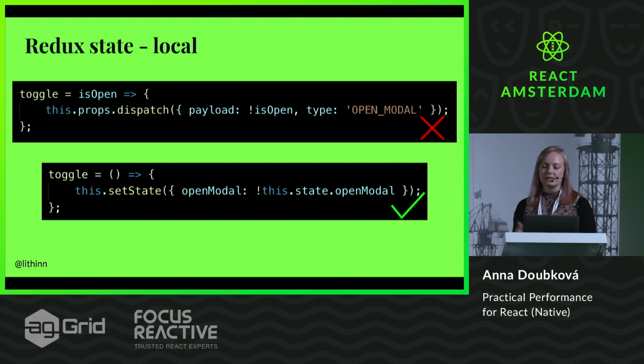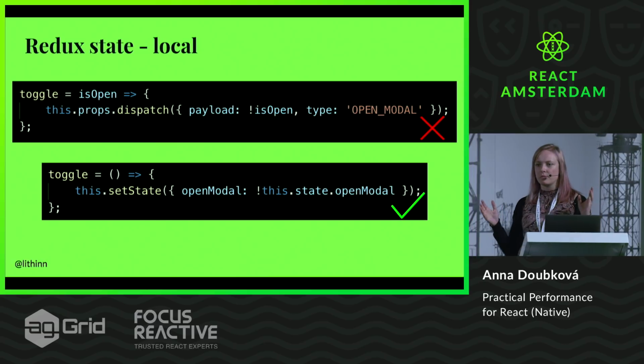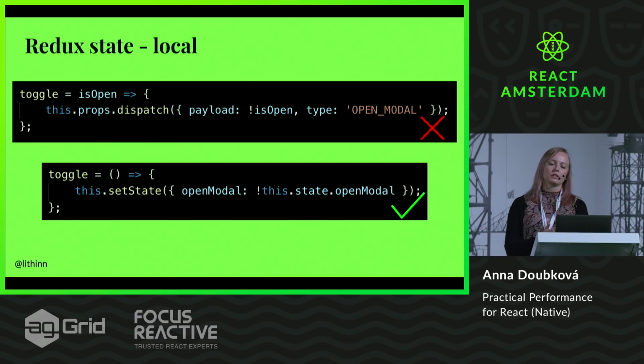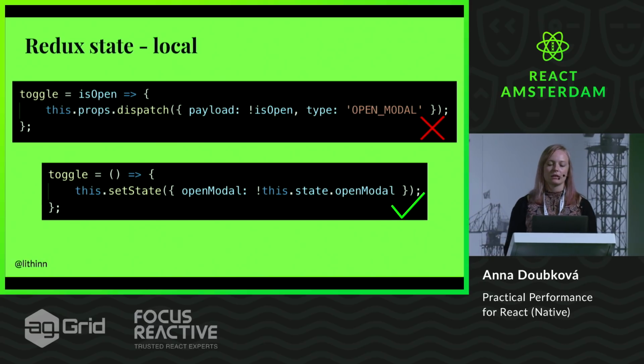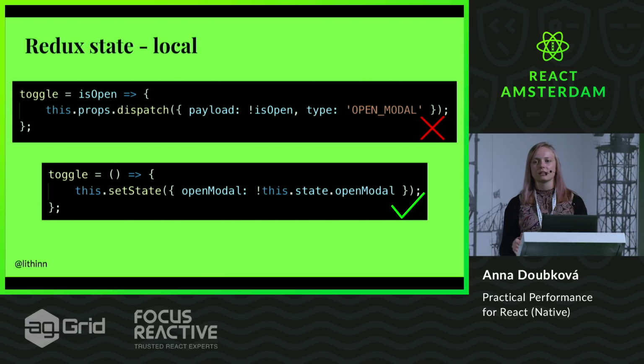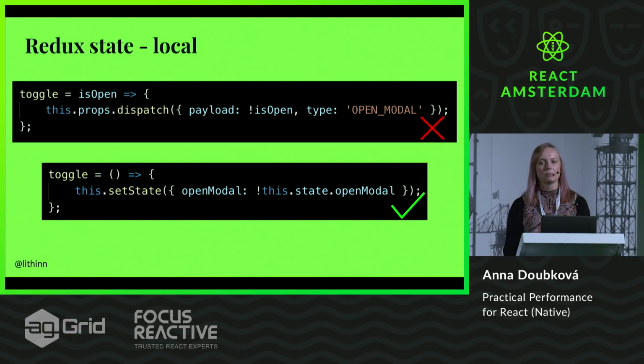A typical example is, instead of keeping information about whether a module is open or not, we would like to keep that in a local state or use context or something like that to localize the impact of that state change to the tree.